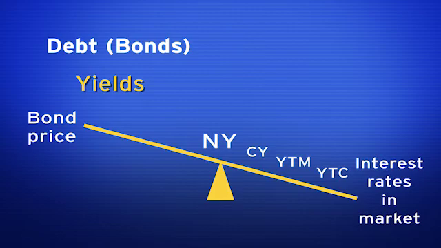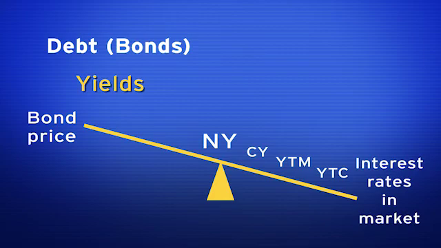Now, I could ask all sorts of questions about the relationship of yields to one another. An example, yield to call, is that more than or less than yield to maturity? Looking at the picture, yield to call would be less than yield to maturity. Yield to maturity, is that more than or less than current yield? Again, looking at the picture, yield to maturity is less than current yield, but it is more than yield to call. So this is how I could explain the relationship of yields to one another. Draw the picture and look at the picture.